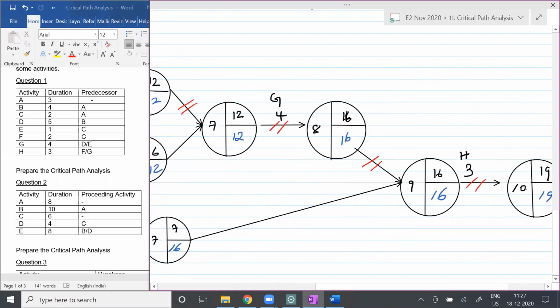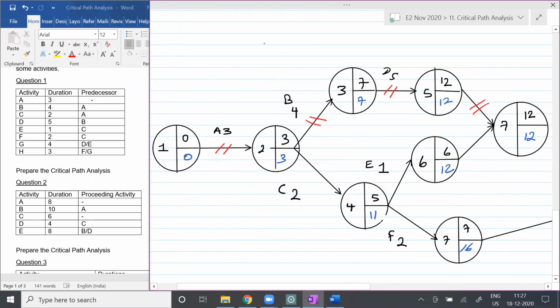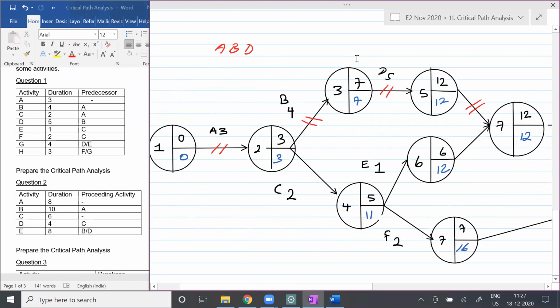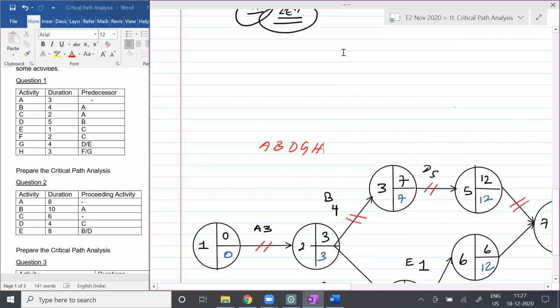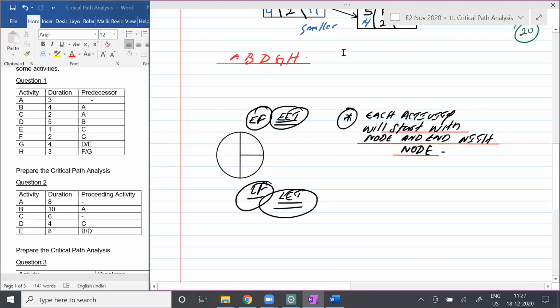And then it is coming. So can I write down the answer? A, B, D, G, H. Can we just compare this with the previous working, Malik? Correct, no? Same answer, no?